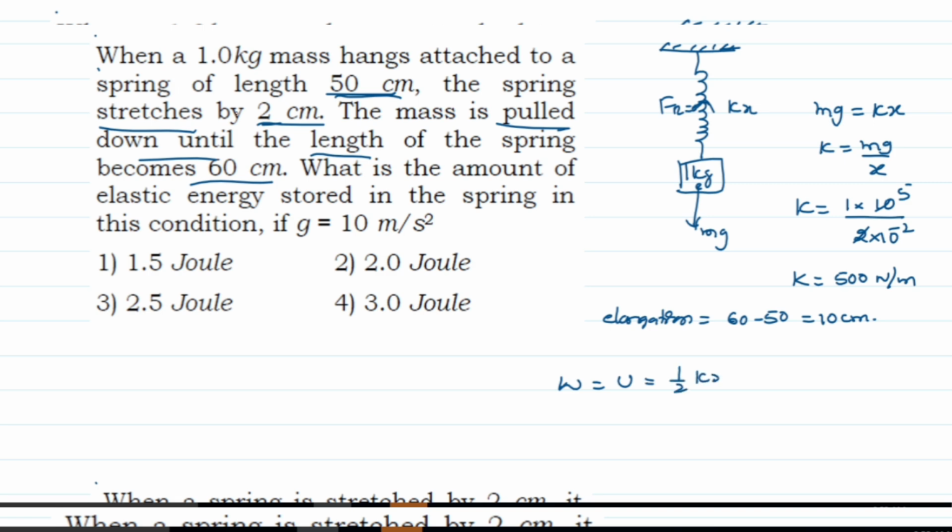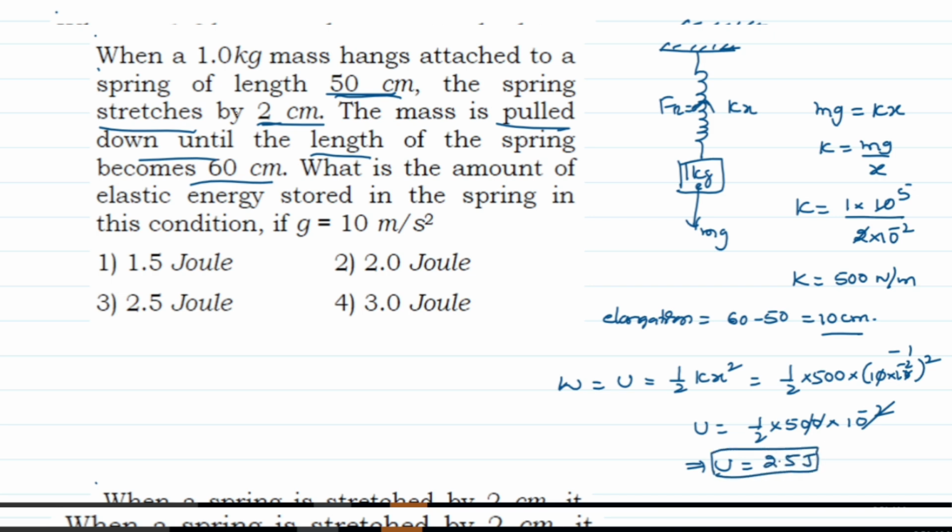That's nothing but half into k into x square. This is half into k value we have calculated 500 into x, which is the extension in the spring, that is 10 into 10 power minus 2 whole square. Here U is 1 by 2 into 500 into 10 power minus 1 whole square, means 10 power minus 2, 2 zeros get cancelled, then U equals 2.5 joules. So this is the correct answer.